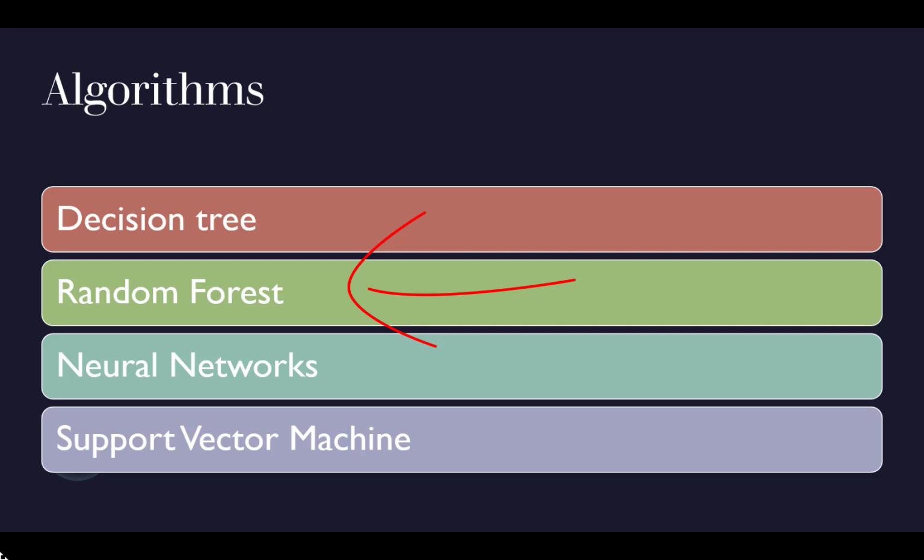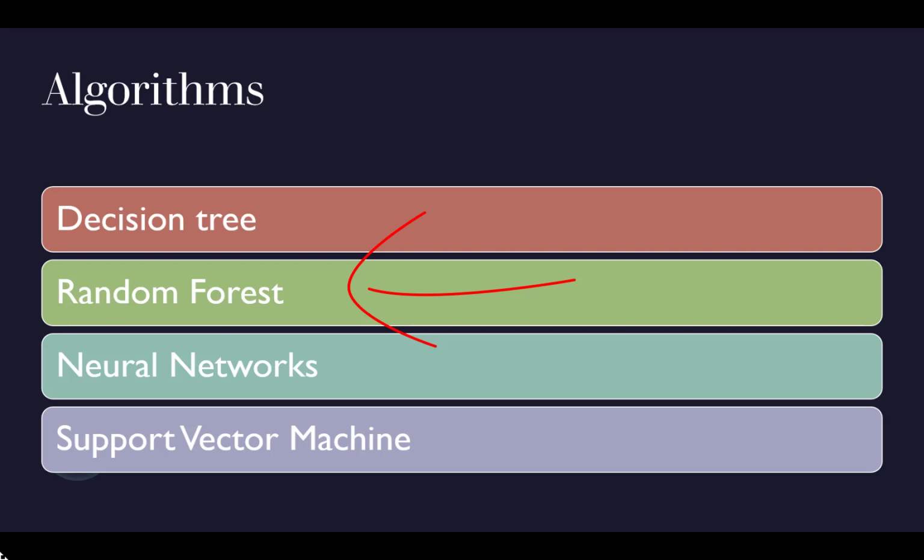The next algorithm here is random decision tree or random forest. It can be performed for classification, regression, and other types of tasks. It operates by constructing a multitude of decision trees at training time and outputs the class, that is, the mode of the classes for classification, or mean prediction for regression.